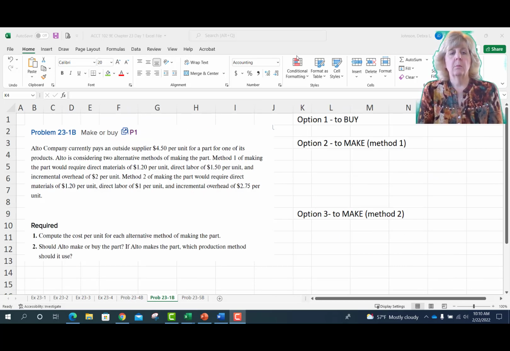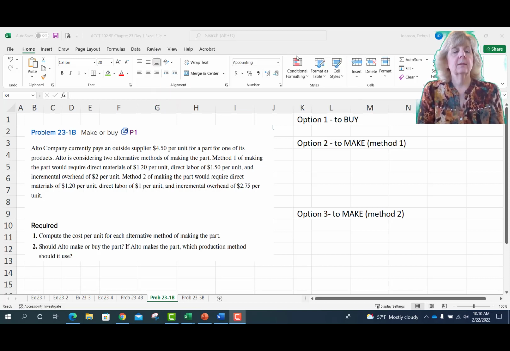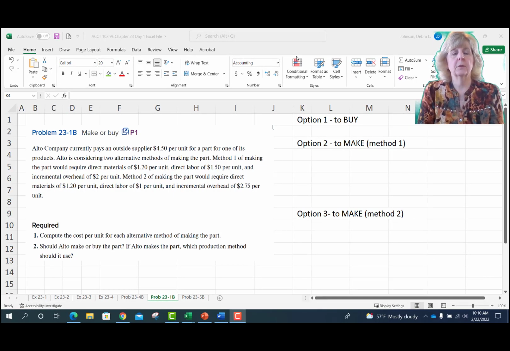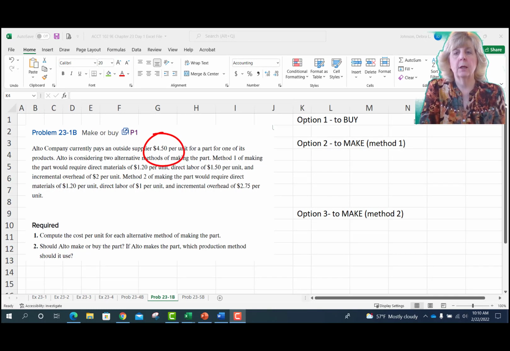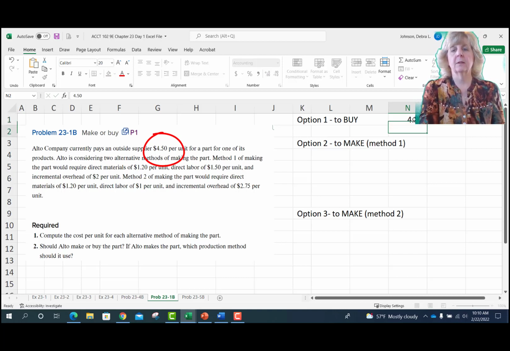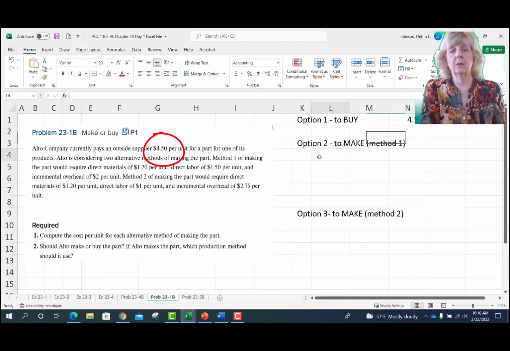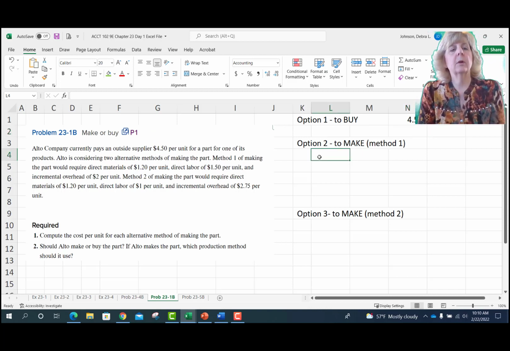Okay, let's do one more make or buy problem. This one may have more than two alternatives, which is the reason I assigned it. It says Alto Company currently pays an outside supplier $4.50 per unit for a part. So option one is to continue to buy that part for $4.50. There is no correct order on how to present this. I tend to do the easier ones first. Let's keep reading. Alto is considering two alternative methods of making the part.